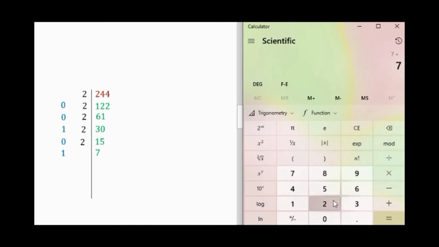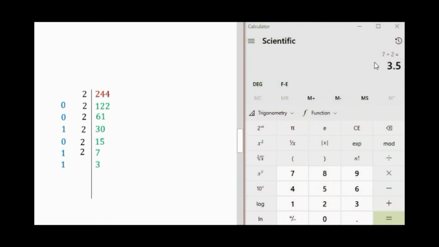7 divided by 2. The result is 3.5. So we understand now that when the result is not a whole number, not an integer number, and comes with a decimal part, a fraction part, the remainder will be 1. And you write here only 3. You take only the integer number.